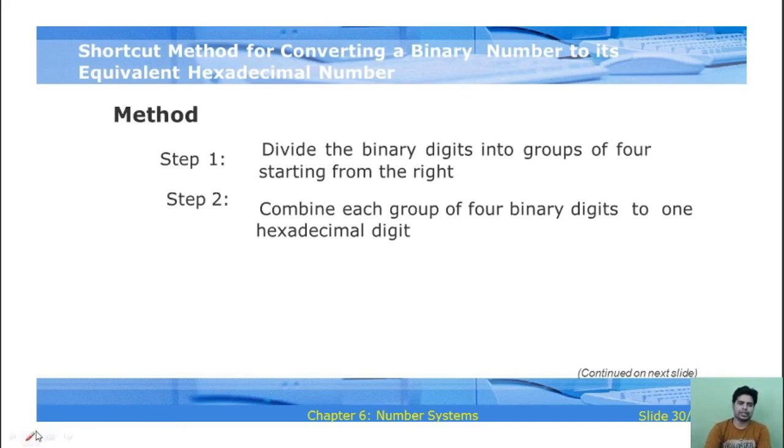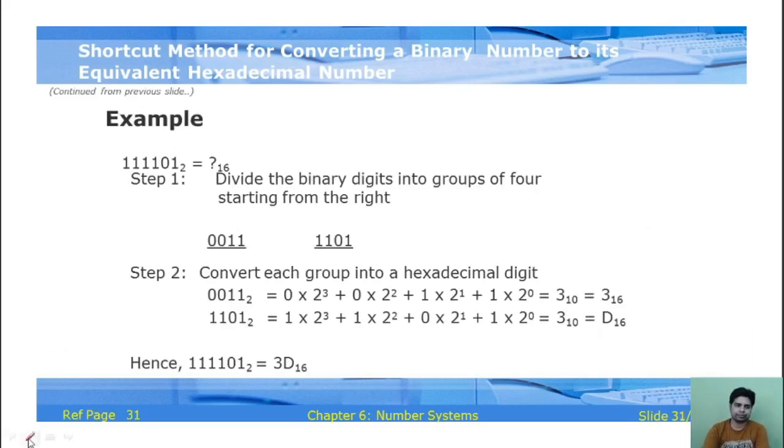So let's see again the shortcut method for converting a binary number to its equivalent hexadecimal number. The method is: step 1, divide the binary digits into groups of 4 starting from the right. Step 2, combine each group of 4 binary digits into one hexadecimal digit. Clear? Next one, the shortcut method for converting a binary number to its equivalent hexadecimal number.